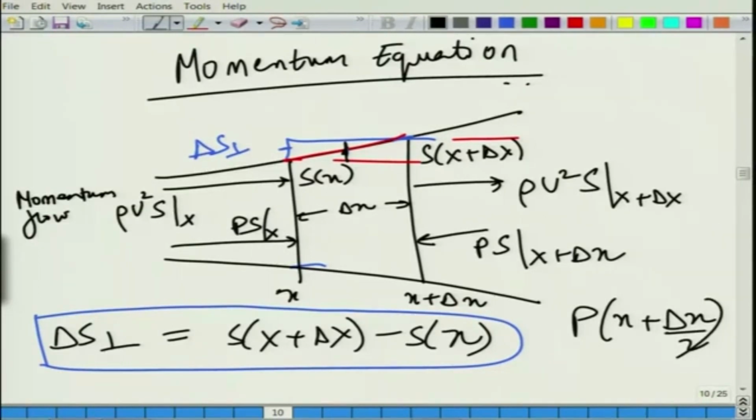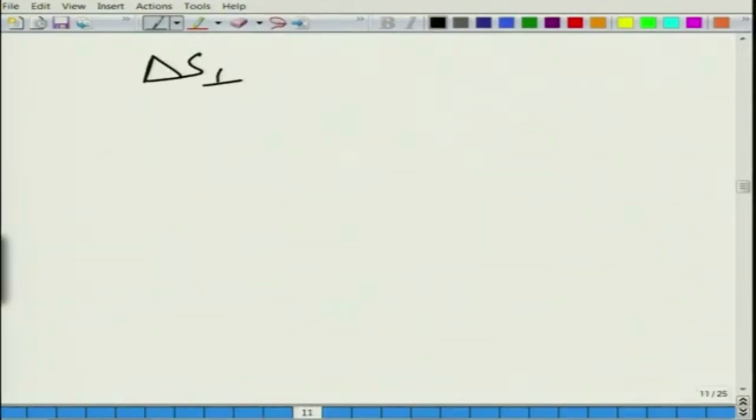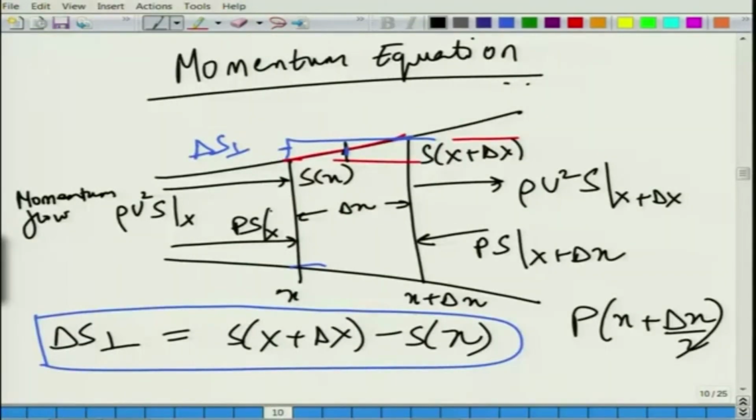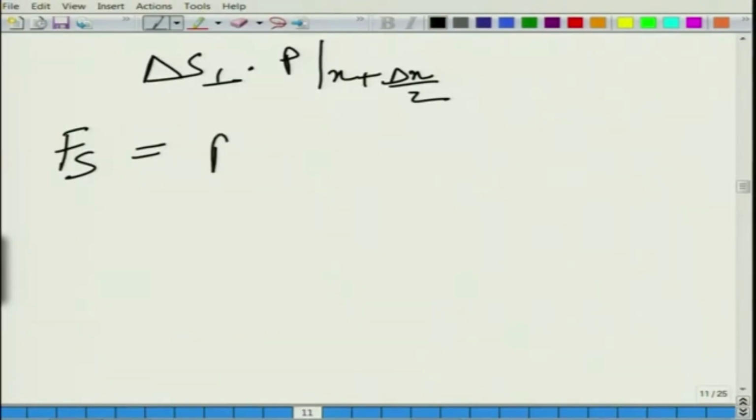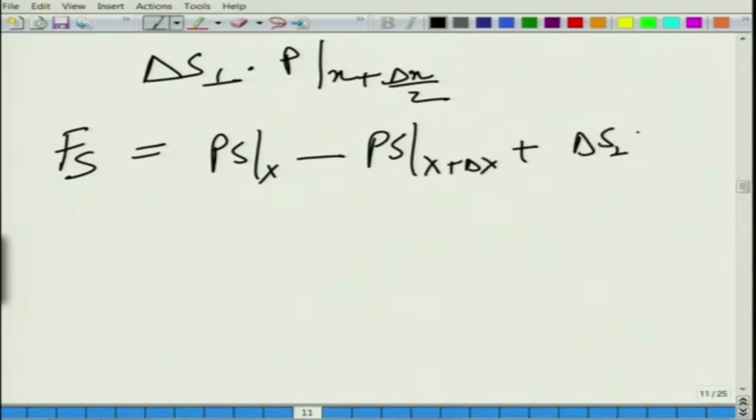Okay. So, what do we do now? Basically, there is an additional force, an additional term, and that is delta S perpendicular times P evaluated at x plus delta x by 2. So, this is an approximation. So, what is the net force acting on the control volume? The forces that act here and here, plus the force that acts due to delta S perpendicular, is nothing but minus P S at x plus delta x plus delta S perpendicular times P evaluated at x plus delta x by 2. Okay, we get this.